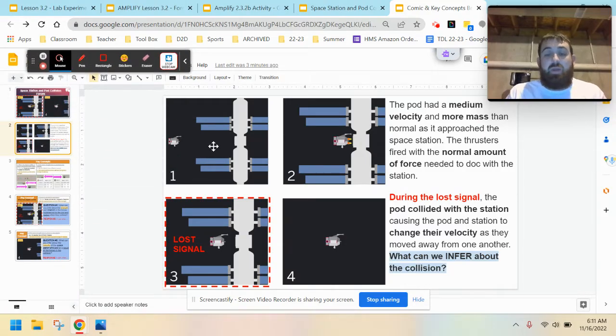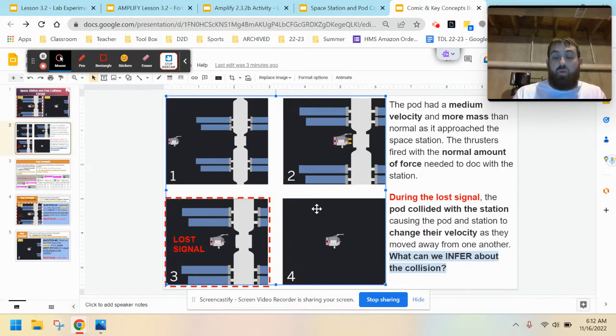Number one, we know at time one the pod had a medium velocity and more mass than normal as it approached the space station. We know at time two, the thrusters fired with a normal amount of force needed to dock with the station when it had a normal amount of mass. Now, during these lost signals, we were able to infer that because of all these things, the pod collided with the station, causing the pod and station to change their velocity as they moved away from one another at time four. Now, our job is going to be to try to infer about what happened during that collision to cause all of this to happen, how this cause and effect relationship occurred between the pod and the station.